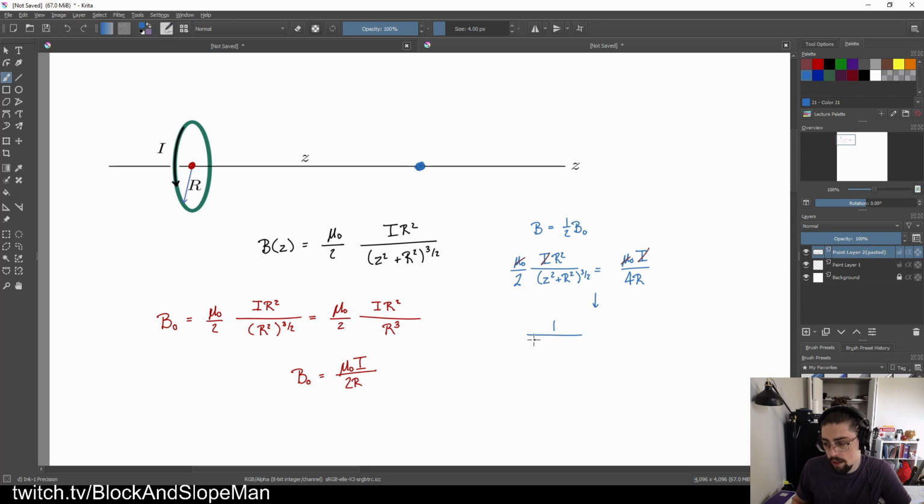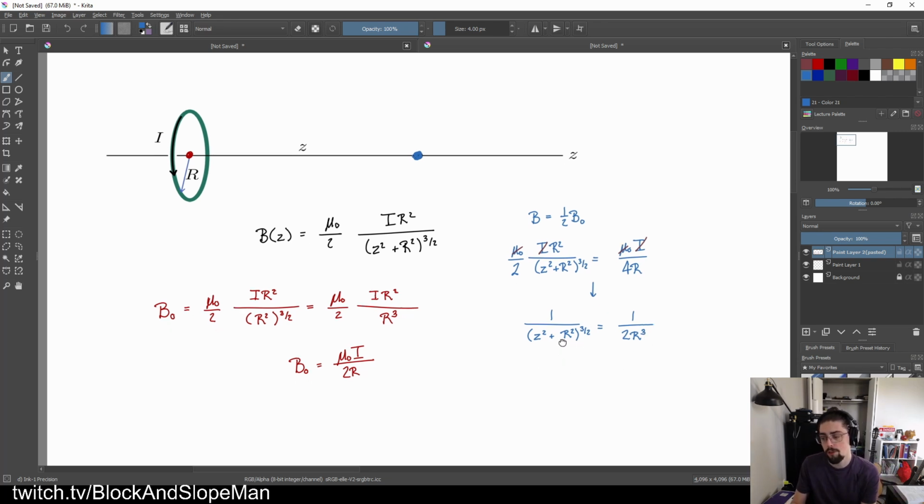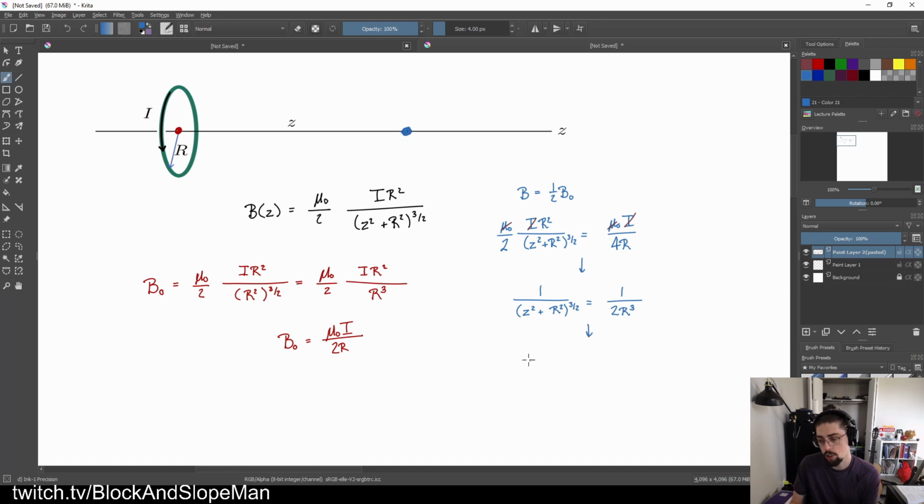So let's simplify this to what we've got right here. Let's move the 2 to the other side. And let's move the r squared to the other side. So what we end up with is 1 over 2r cubed. Okay, this is kind of difficult to solve. So the first thing I'm going to do is I'm going to flip it all, take the inverse of both sides. That'll make it a little bit easier to deal with at least. And then after that, I'm going to take everything to the 2/3 power.